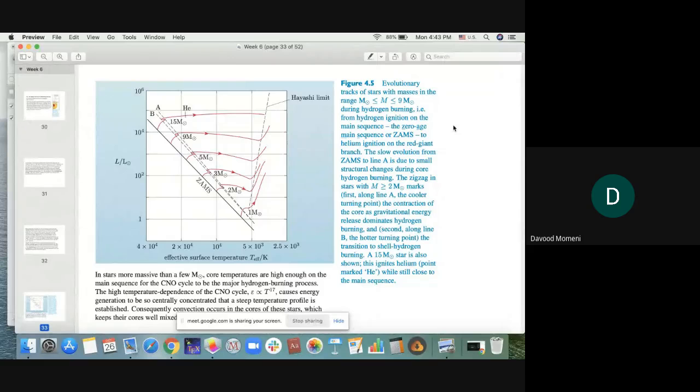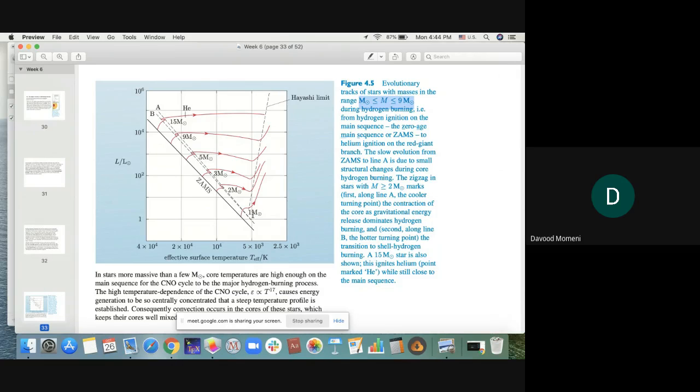This example shows the evolutionary tracks of a star with a specific range of the mass, because to solve those equations you have to specify the range for your parameters, and one of the variables in the equation is the mass, and you have the gradient of the mass in the equation. So you have to know in which interval this mass is changing. If the mass is changing between 1 and up to 9 solar masses during hydrogen burning, this is what is going to happen.